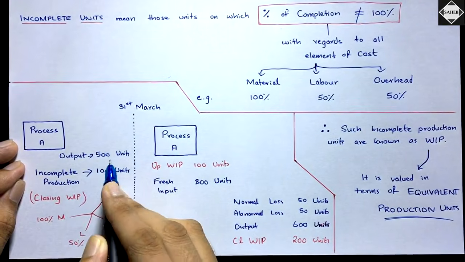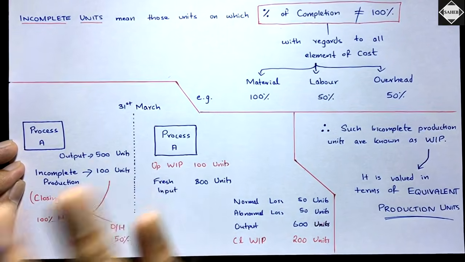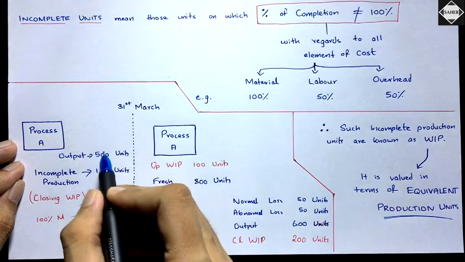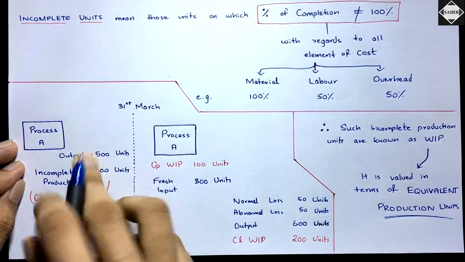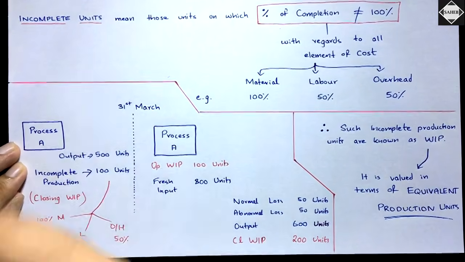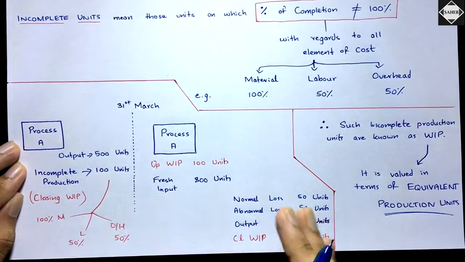Output came of 500 units. On these 500 units, 100% of the work was done with regard to material, labor, overhead, everything. These were ready and were transferred to process B. This output of 500 was transferred to process B. Then what happened? Then this 31st March is coming in between.